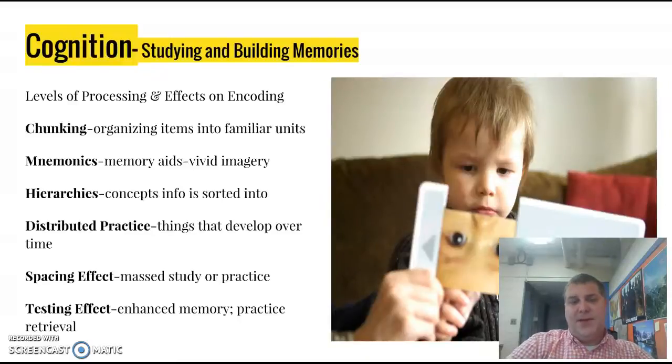Spacing effect is the math study or practice. This is what you do in most classes, unfortunately. And testing effect is enhanced memory, practice, retrieval. This is where I tell you guys, hey, look, if you can practice trying to remember it for a test by taking practice tests that you find online, sometimes for some people that helps them out.